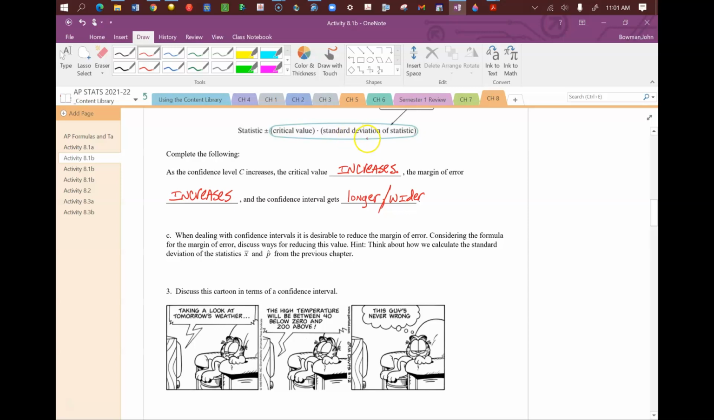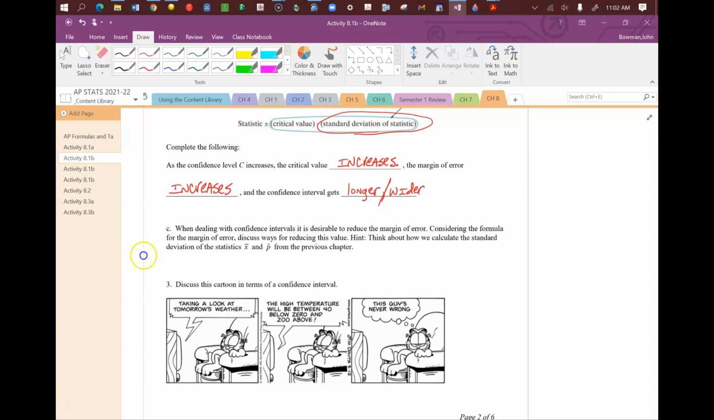What else could we do? We could decrease the standard deviation of the statistic. Well, that's based on the population and the sample size. So if we wanted to maintain the same critical value, the only way that we could reduce the margin of error is to increase the sample size.